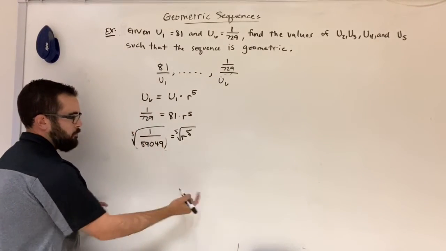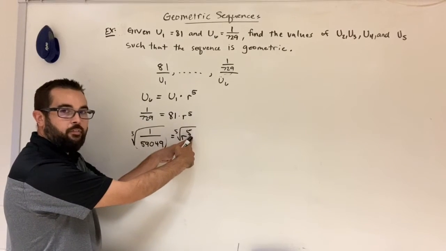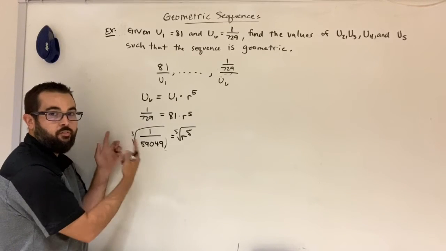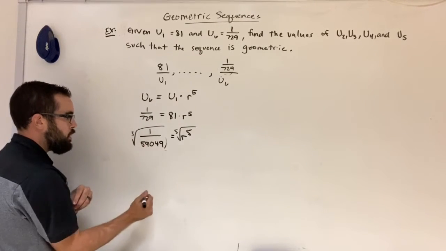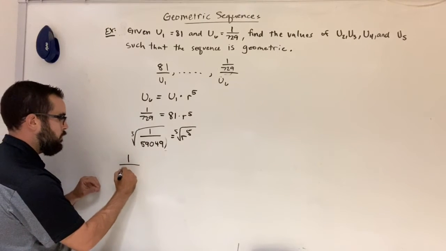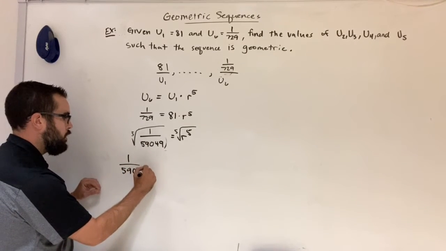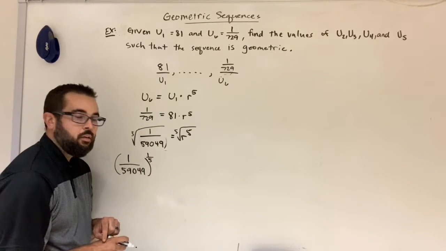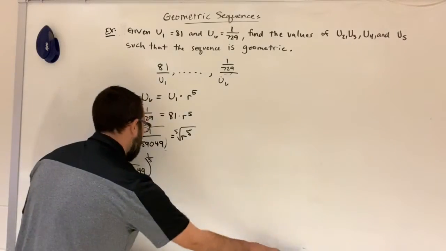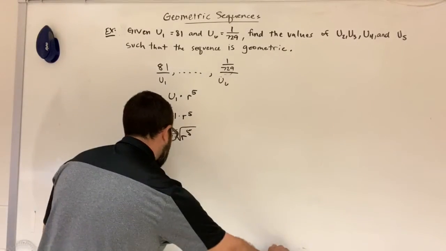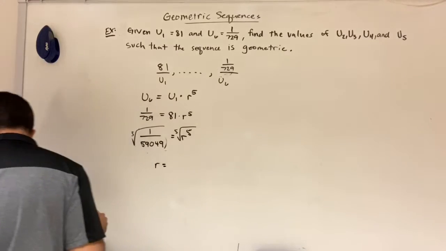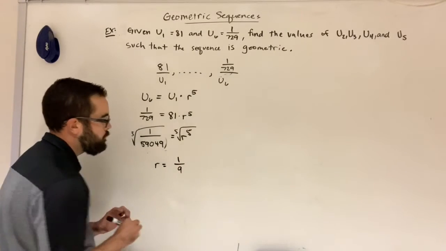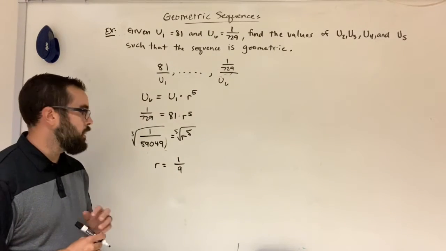Of both sides, because that's how you get rid of that exponent of 5. There is a button in the calculator to change the square root to different roots. If you don't know how to do that, you can also do 1 over 59,049 in parentheses and raise it to the 1/5 power in the calculator. Either way, this is a nice number. It does come out to be r is 1/9. Okay, so our ratio is 1/9.